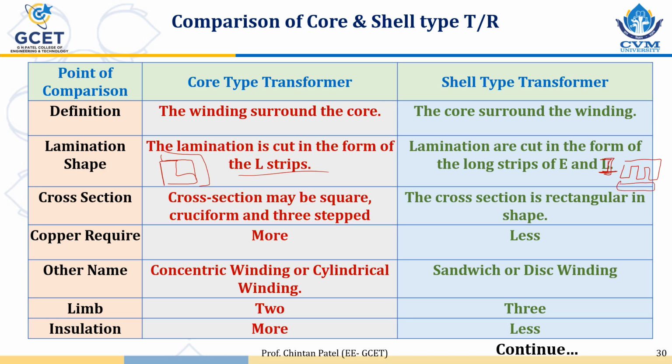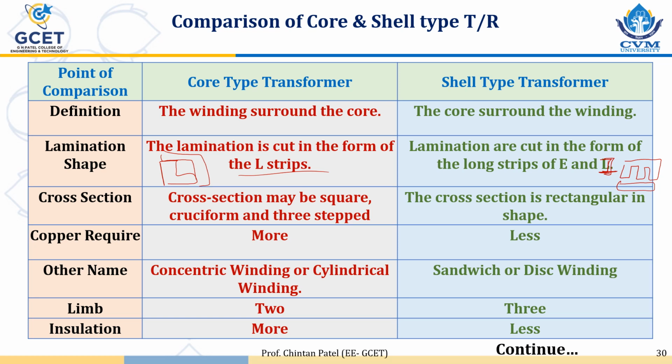Cross section. In core type transformer, in most of the cases the cross section is square or cruciform and three stepped. In shell type, cross section is rectangular in shape. So when you join this, it is a rectangle. Copper requirement is more for core type transformer. In shell type transformer, less copper is required because the distance between two coils is less. So flux linkage occurs very easily. Here in the core type transformer, distance between two coils is more. So we need to produce more amount of flux.